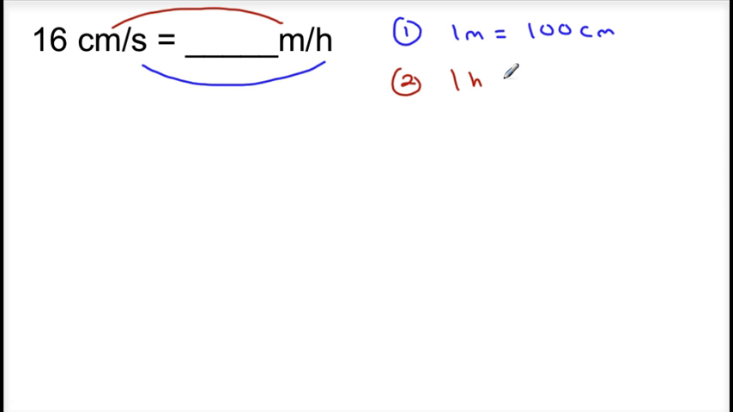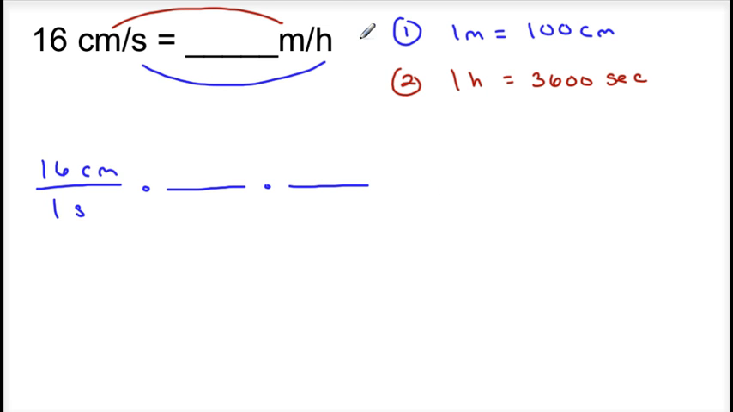My second conversion. 1 hour is equal to how many seconds? 60. Close. Oh, what? Oops, 3,600 seconds. Okay. My first fraction, 16 centimeters over 1 second. Times, again, I'm multiplying by two separate fractions because I have two different conversions. And my final answer should be in miles per hour.